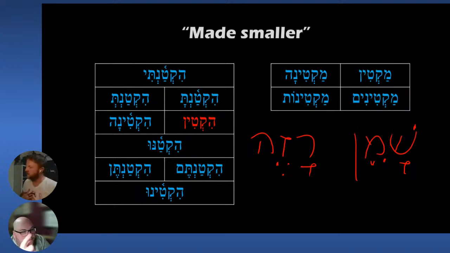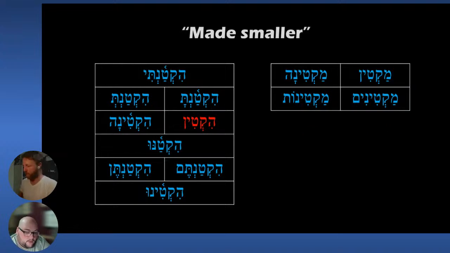I don't know why this is, but it's interesting. Because the Hifil is middle, the subject becomes affected in some way. But this isn't Hifil. Oh, it's Hifil. Sorry. Yeah, I was thinking... my bad. Yeah, no, that made sense. Never mind.